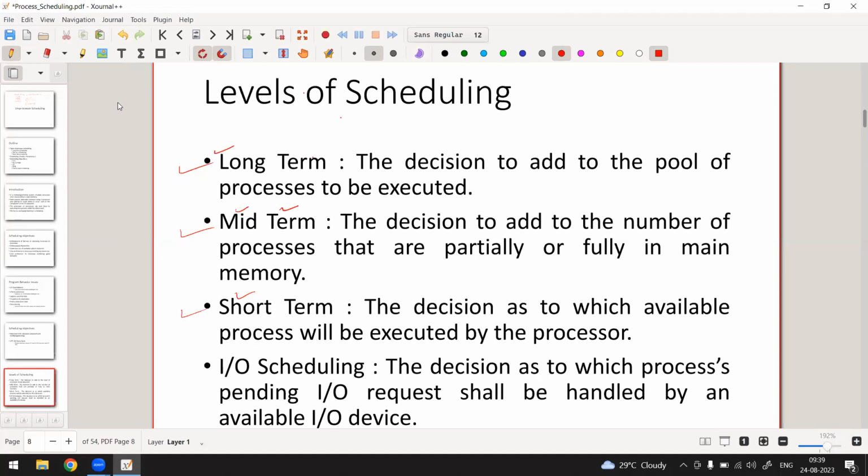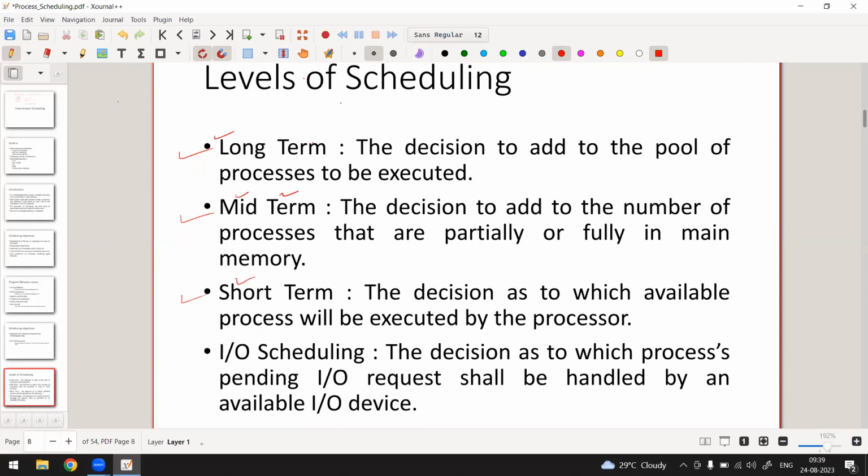And the third level of scheduling is called the short-term scheduler. The short-term scheduler is the actual scheduling. The decision as to which available process will be executed by the processor is taken by the short-term scheduler. So when you are actually allocating your process to the processor, that decision is taken by the short-term scheduler.